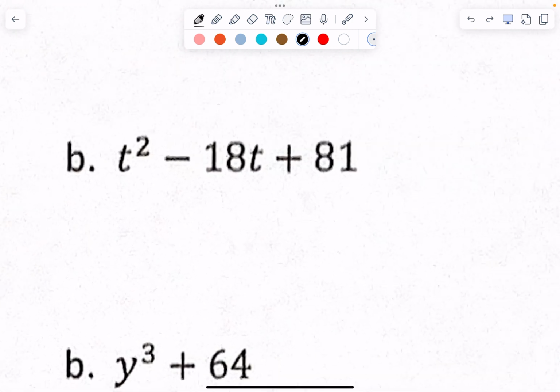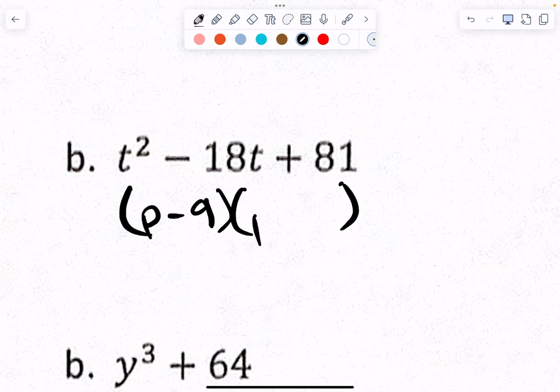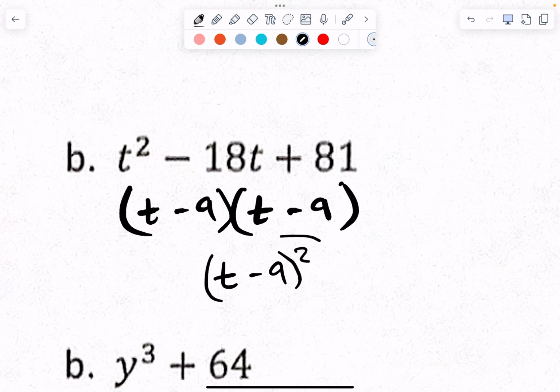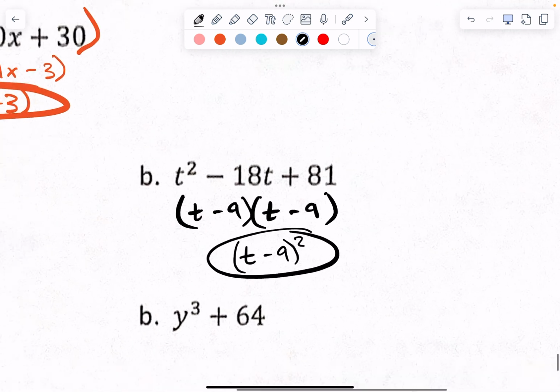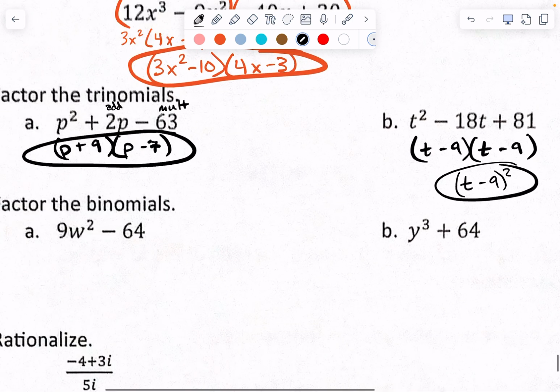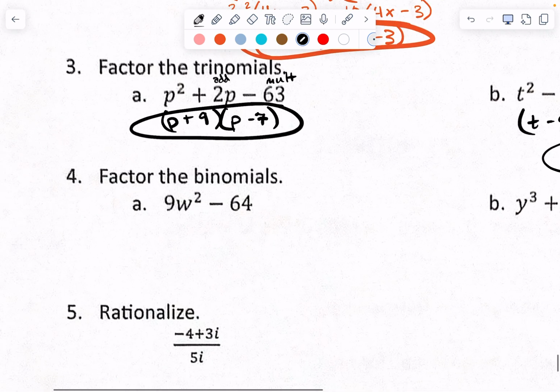Multiply to get 81, add to get 18. 9 and 9. Both of them are negative. Oh, I'm doing P's still. These are T's. T minus 9, T minus 9. You can also write that as T minus 9 squared. Perfect. You don't have to. If you keep it like the other one, that's fine. But you do need 2 of them, right? However you decide to write that.